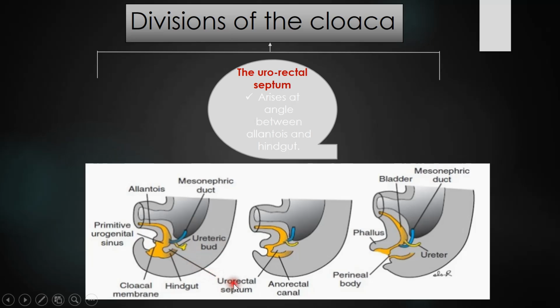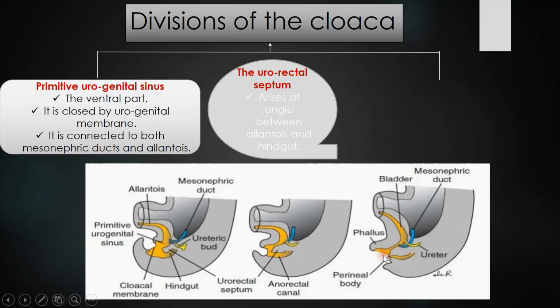There is a septum called the urorectal septum, which starts to develop between the allantois and hindgut, here. This septum will divide the cloaca into anterior and posterior parts. The septum will continue to divide until reaching the perineal body, to divide the cloaca completely into two parts. The anterior part is called the primitive urogenital sinus. And this primitive urogenital sinus is closed by the urogenital membrane, and it's connected to both mesonephric ducts and allantois.